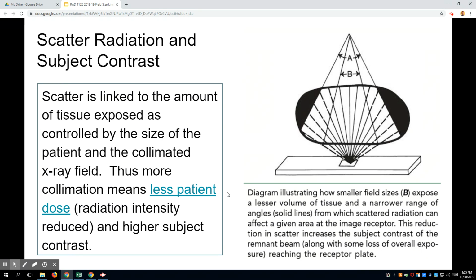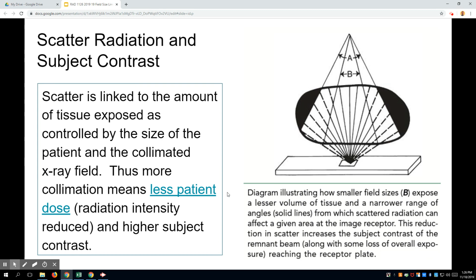In addition, we're also exposing less skin, like we mentioned right at the top, and that's going to give us less dose. Our radiation intensity is going to go down. If we're killing more photons, we have fewer photons.